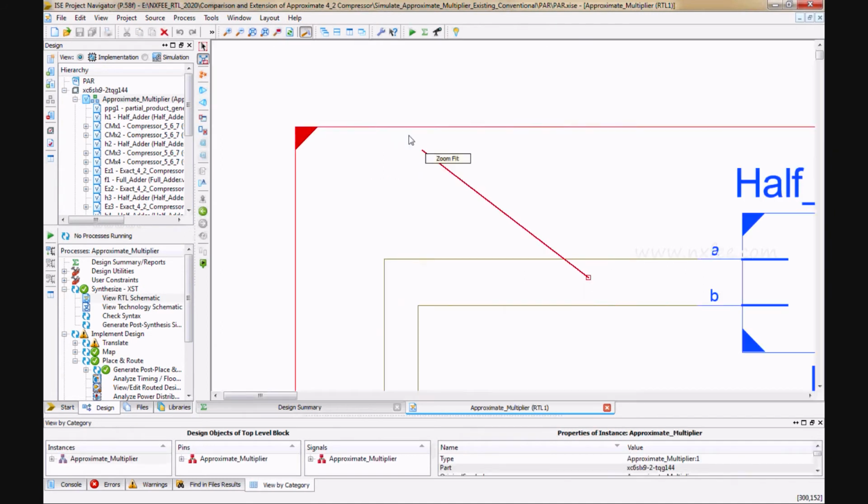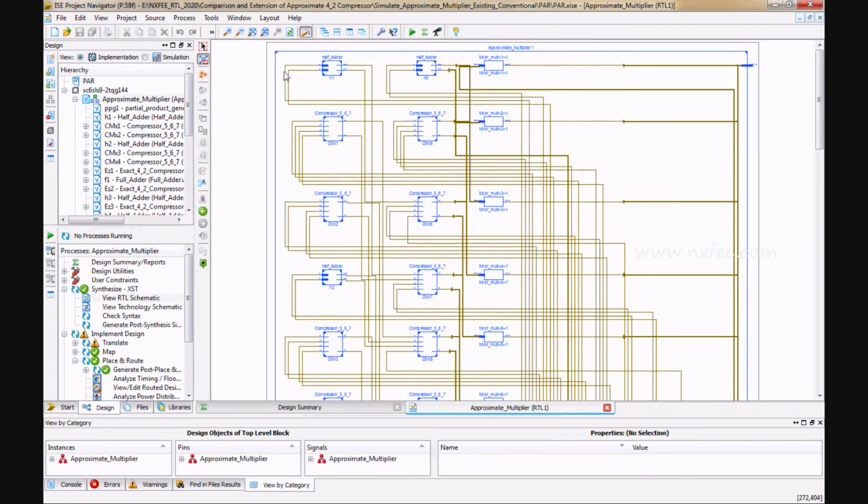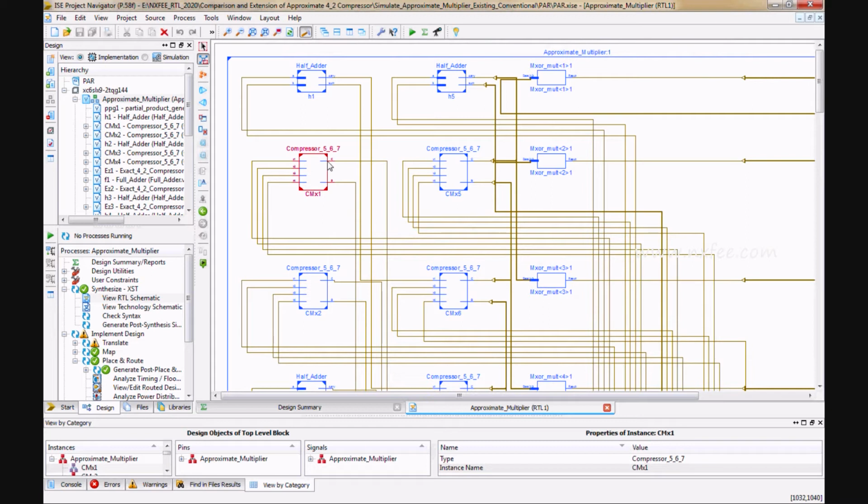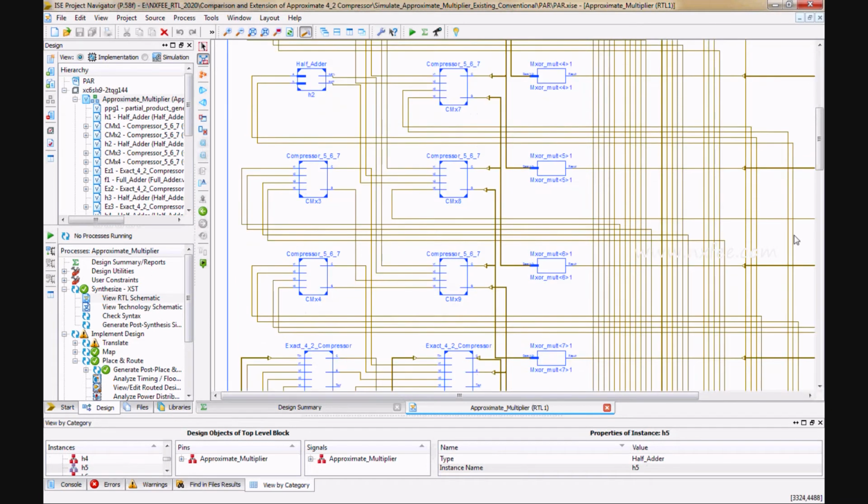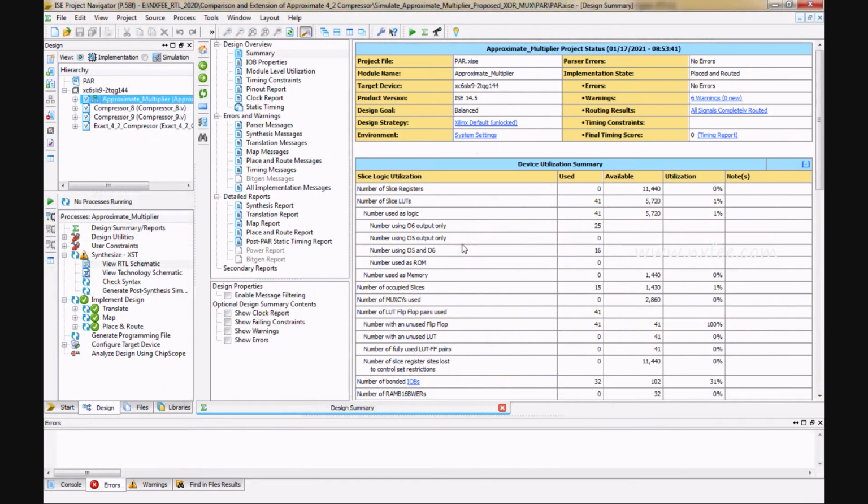Approximate multiplier. Here we used the compressors 5,6,7, and the number of half adders and the number of full adders. And here you can verify.